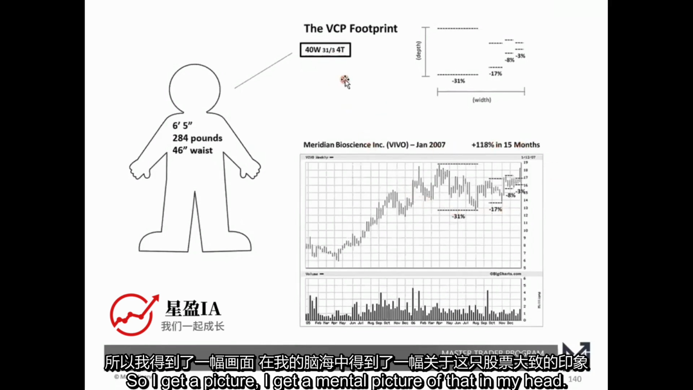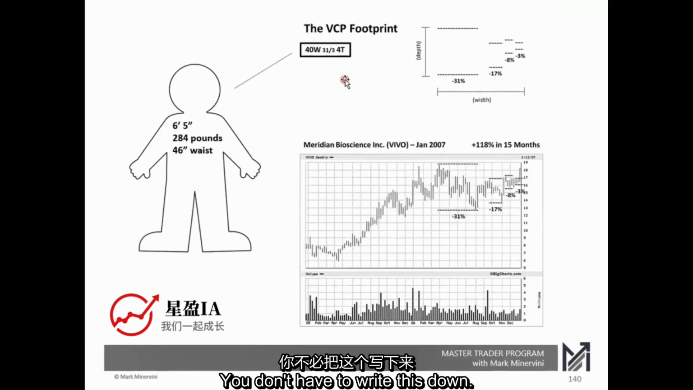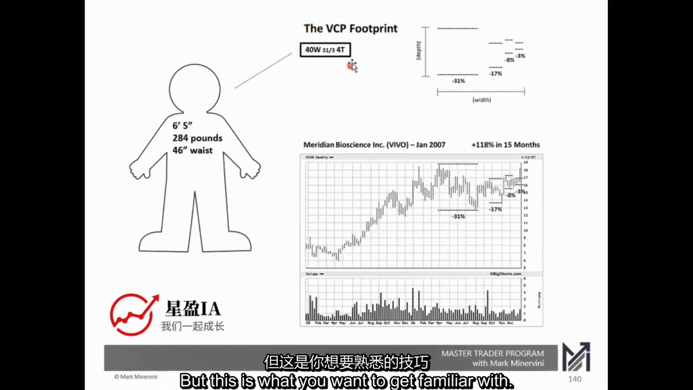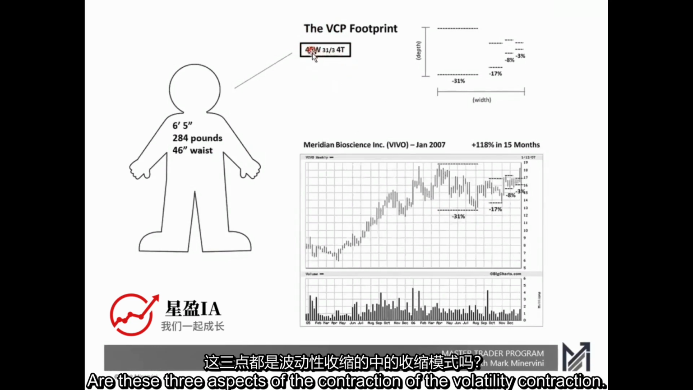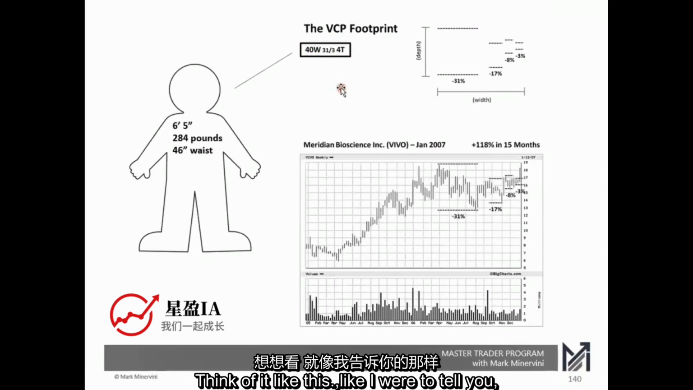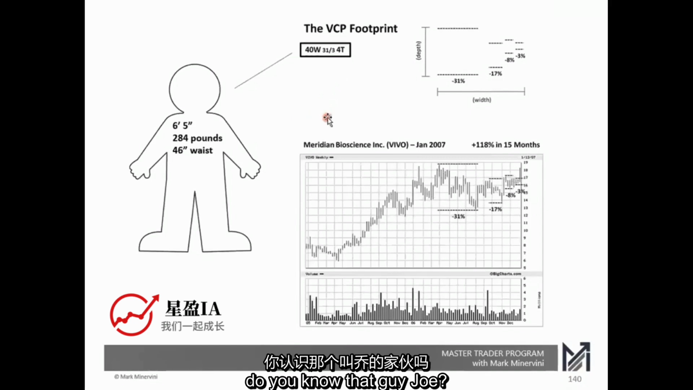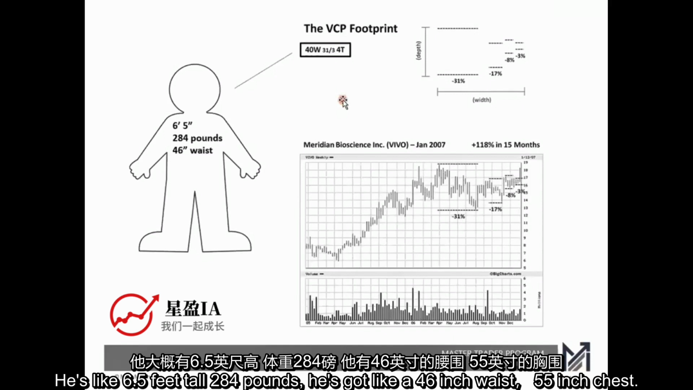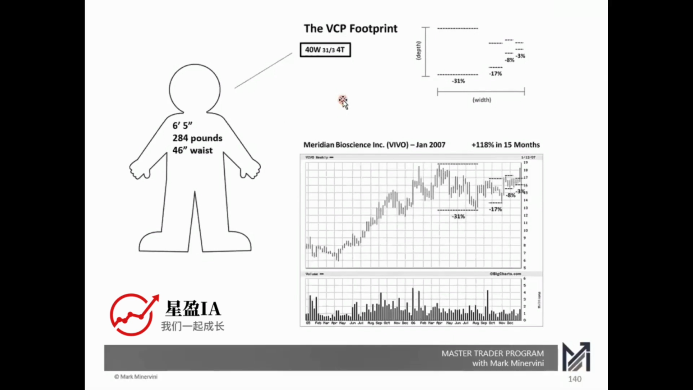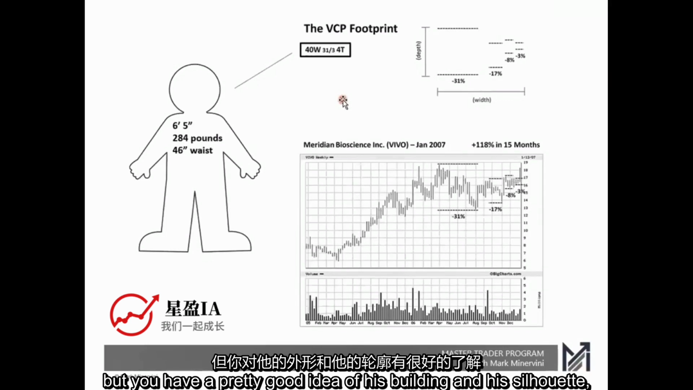So I get a mental picture of that in my head. Now, you don't have to write this down, but these are the 3 aspects of the volatility contraction that you want to get familiar with. Think of it like this: if I were to tell you, hey, do you know that guy Joe? And you say, who's Joe? Oh, he's that big guy. He's like 6'5", 284 pounds. He's got like a 46-inch waist, 55-inch chest. And I start giving you these dimensions. You wouldn't know what Joe looks like, but you'd have a pretty good idea of his build and his silhouette.